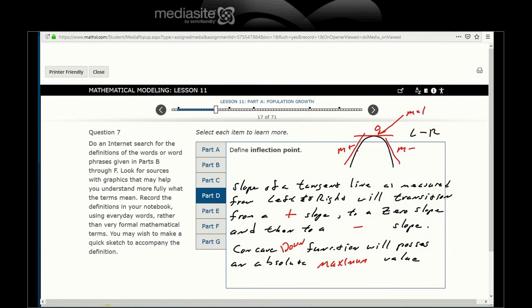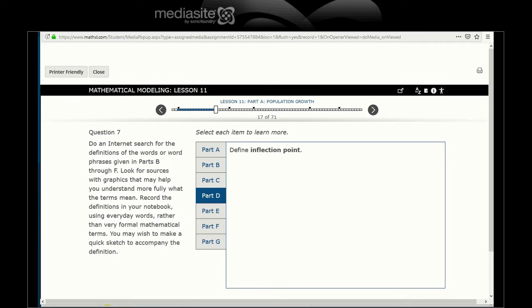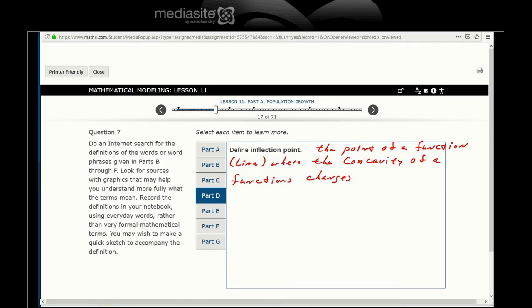Part D. Inflection point. An inflection point is a point on a function, and I'm going to say line loosely, where the concavity of a function changes from up to down or down to up.